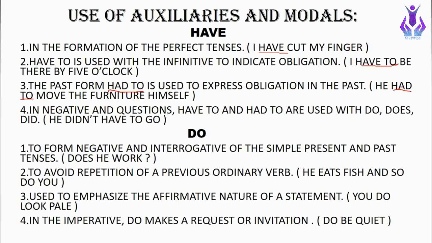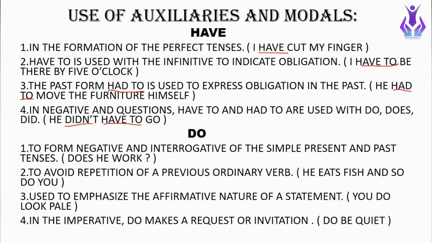The next is that in negatives and questions, have to and had to are used with do, does and did. When we ask certain questions or there come negative sentences with don't or didn't, we use have along with do, does or did. We see it from the example: he didn't have to go. It is a negative sentence, so we use have to along with did, and it is a negative form, so there comes didn't.